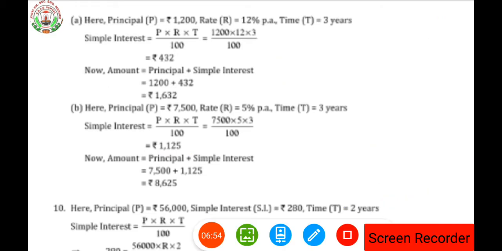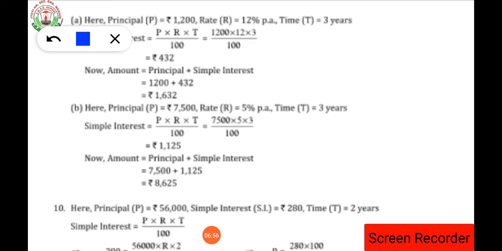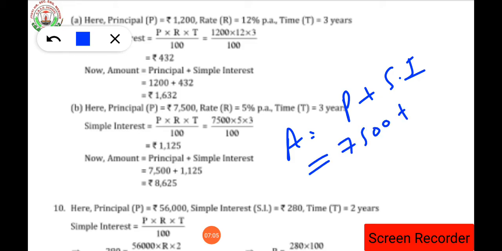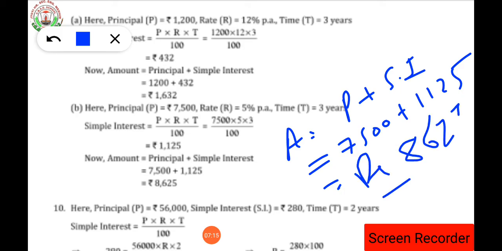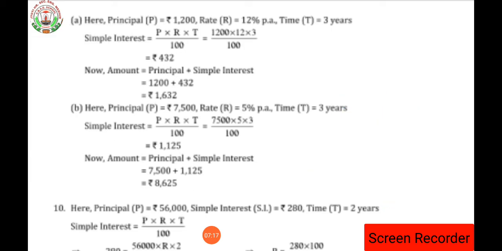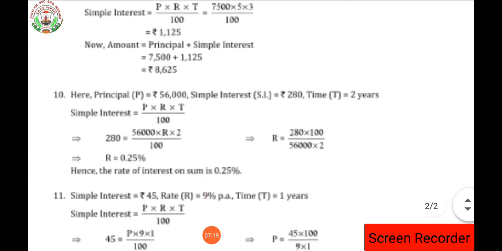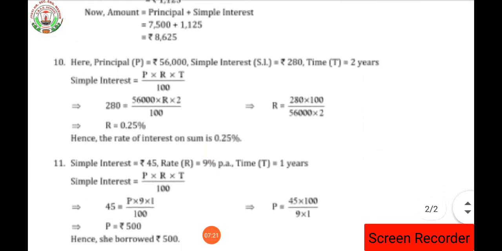Now since the amount is also asked, what is the amount? Amount is equal to P plus simple interest, principal plus simple interest. So 7500 is the value of the principal and 1125 is the value of simple interest. So what answer will you get? That is rupees 8625. Clear everyone? In the same way we are going to see question number 10.